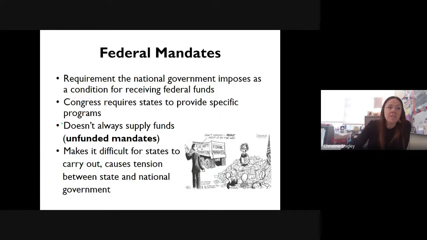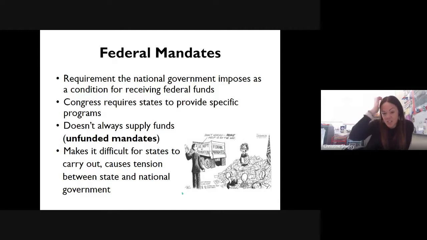So federal mandates are where Congress requires the states to provide specific programs or do specific things. And again, they don't always supply funds, which would be an unfunded mandate, or they don't always supply enough funds, which would be an underfunded mandate. When it's an unfunded mandate or even just a regular mandate, it's difficult for the states to carry out. A state budget cannot even approach a federal budget, right? State budgets are usually a lot tighter, and there's not a ton of wiggle room in discretionary spending for states to be like, oh yeah, that's fine, we have an extra $20 million we don't know what to do with, right? That doesn't typically happen. So what ends up happening is that states have to raise taxes, and then people in the state are mad.